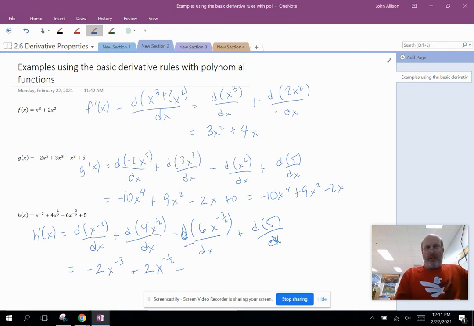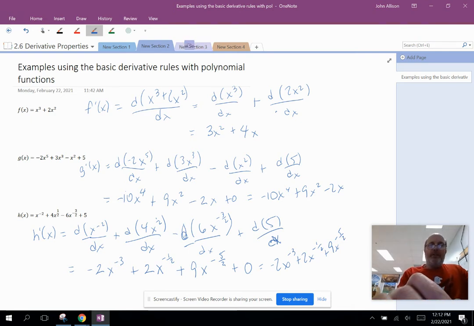Now we got minus, and we're going to multiply by negative 3/2 times 6. Negative 3/2 times 6 is negative 18/2, or negative 9, but we have a negative out here, so that's going to go together and make a positive 9x to the subtract 1 and get negative 5/2 power. And then the derivative again of a constant is just 0. So our answer is negative 2x to the negative 3 plus 2x to the negative 1/2 plus 9x to the negative 5/2, and that's our answer.